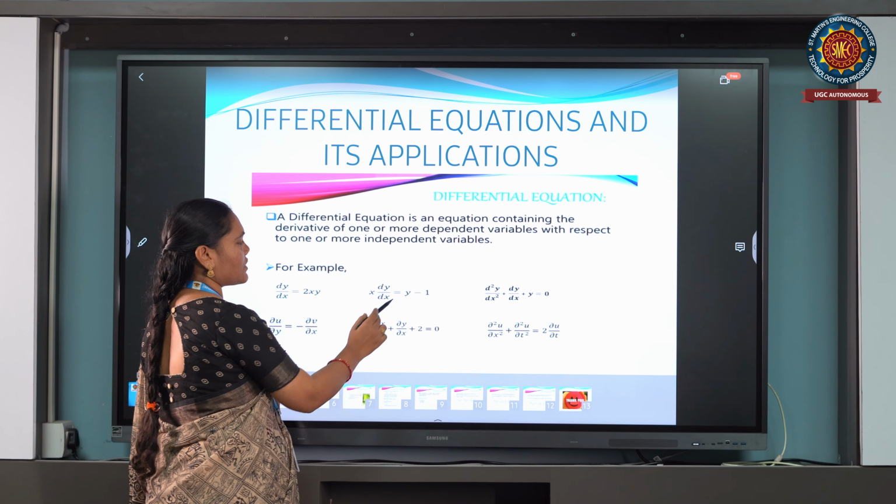Next, let us discuss the problems of first order differential equations. Let us solve one problem. First one, solve the first order differential equation (1 − x) dy + (1 − y) dx = 0. This is the first order differential equation. Now we have to find the solution of this equation.